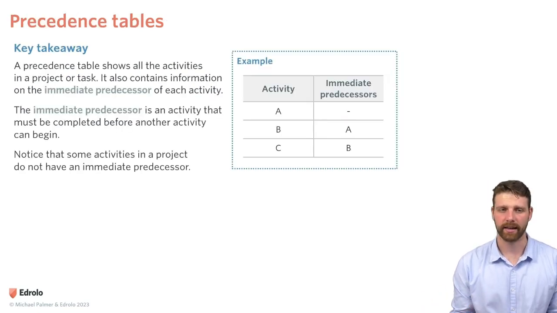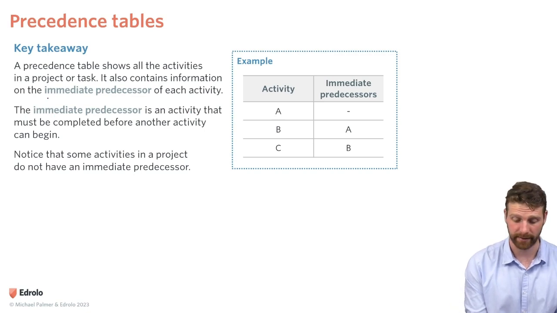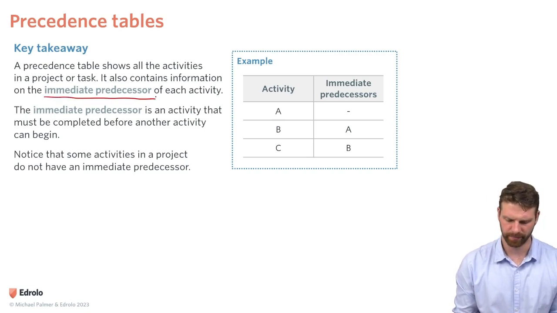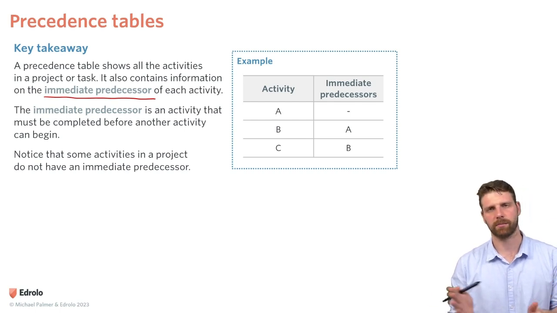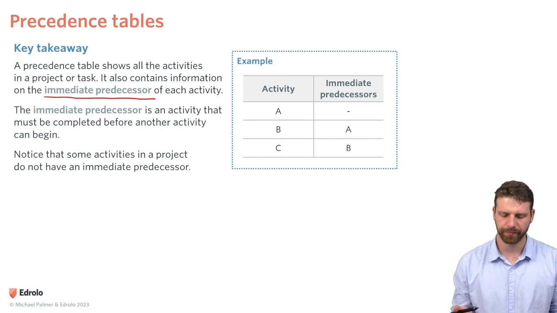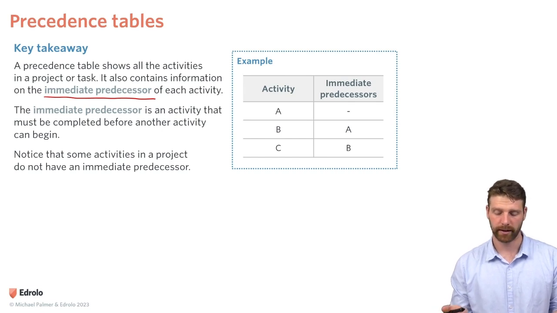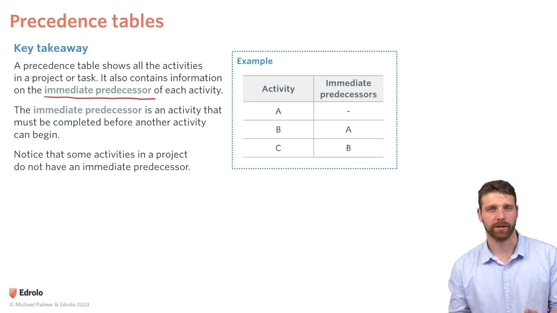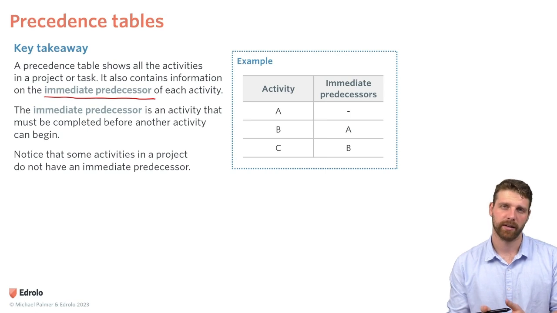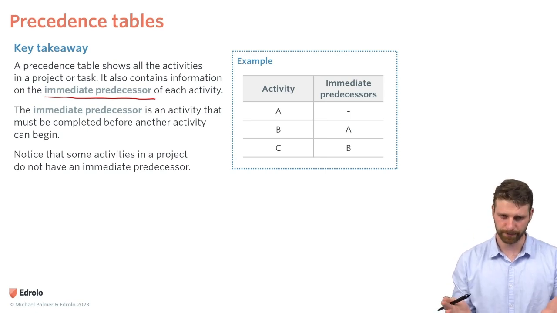Our key takeaway here is that a precedence table shows all the activities in a project or task. It also contains information on the immediate predecessor of each activity. So what's going on here? If you've got some project that you want to do, sometimes some jobs need to be completed before others. And so in that case, we might like to map that out so we can plan effectively. Part of this is assigning times to those different parts or jobs and figuring out how long the whole project will take.